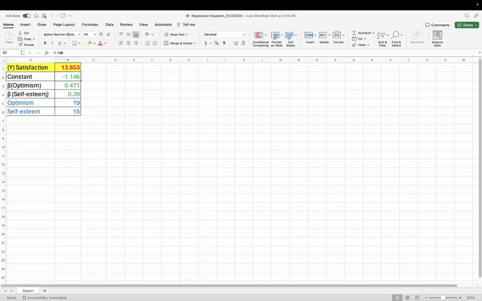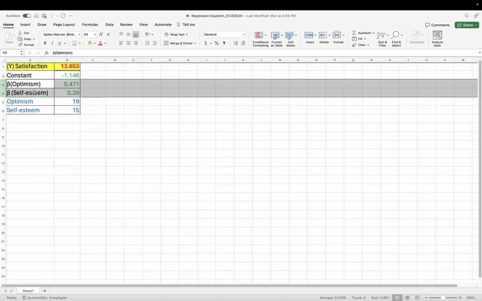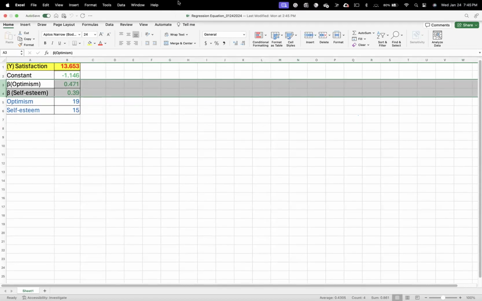So basically, this is saying, what is the relationship between optimism, self-esteem, and trying to predict life satisfaction? We would think that as life optimism goes up and my self-esteem goes up, what should happen to my life satisfaction theoretically? It should go up, right? And we're going to say, yeah. Now let's test that though.